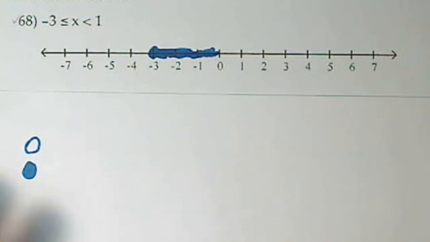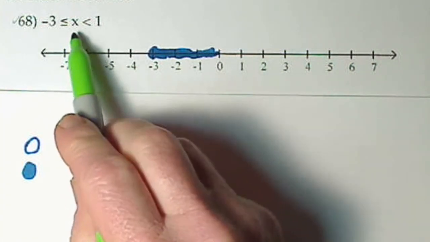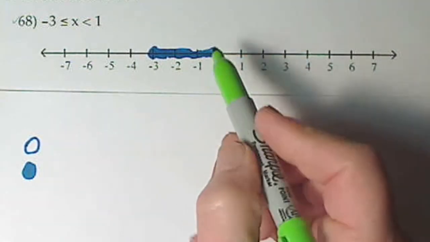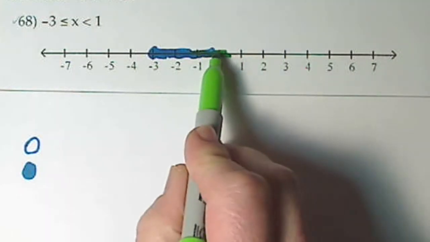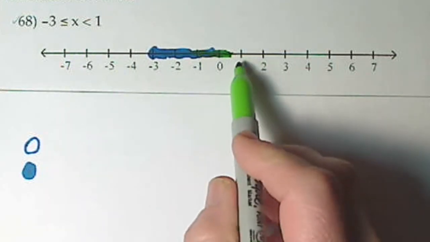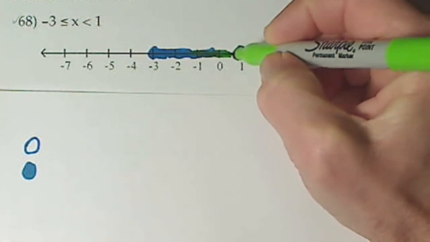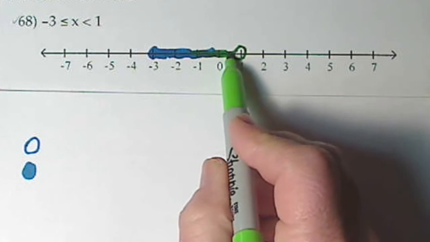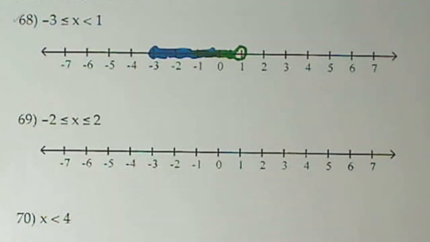Okay? So now let's start addressing x is less than 1. Okay? X is less than 1. X could be negative 1. X could be 0. Is x allowed to be 1? It has to be less than 1. So I'm not allowed to actually touch the 1. So what we do is use an open circle there and just bring the line right up to our open circle. Okay? So that takes care of number 68. Then we'll also take a look at number 71.